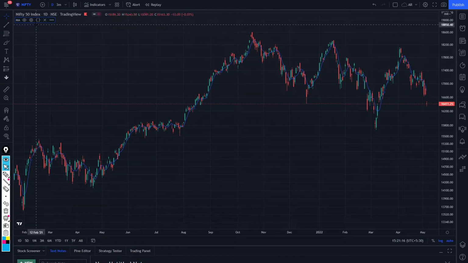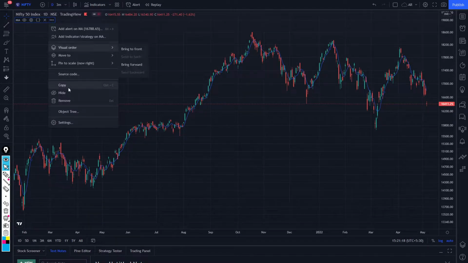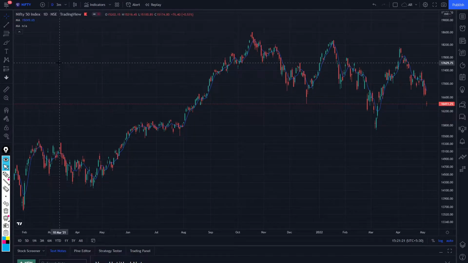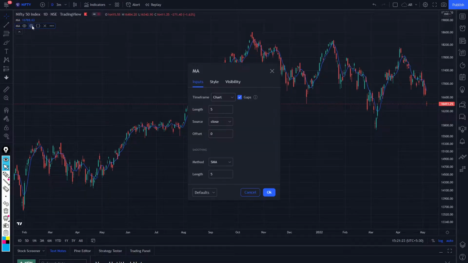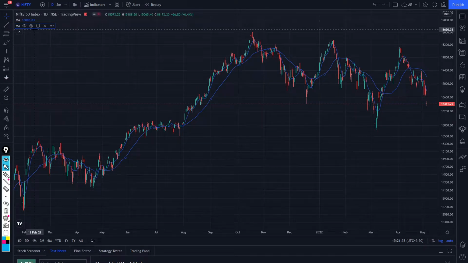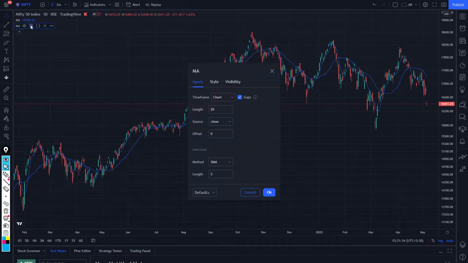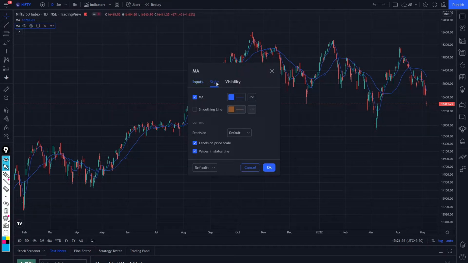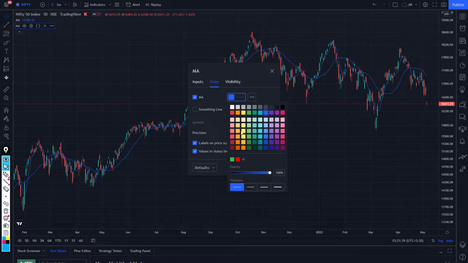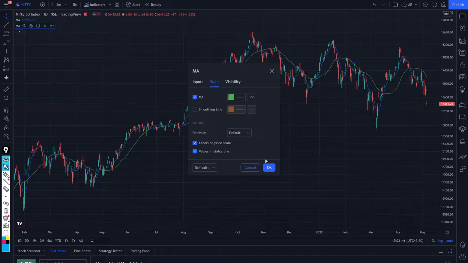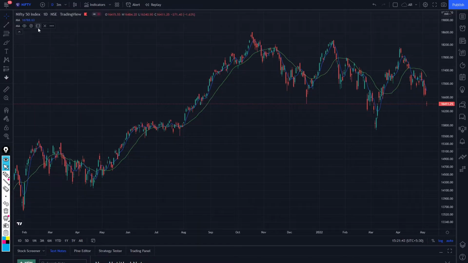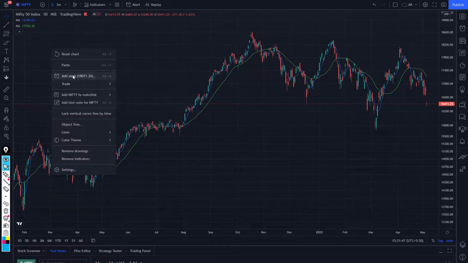Now let's add one more. This time I will put a 20 period SMA, done. This is a 20 period. Let me change the color so that we can understand. We can go to style, moving average, and put a green color for the 20 period. Fine, it's here. Now there is one more. Let me add it. Okay, paste.